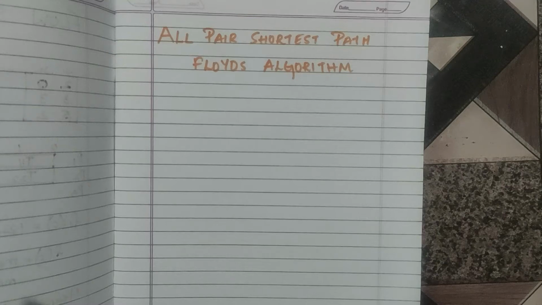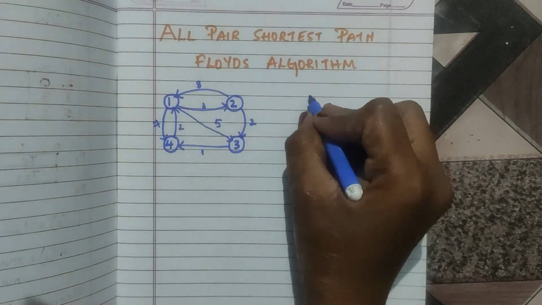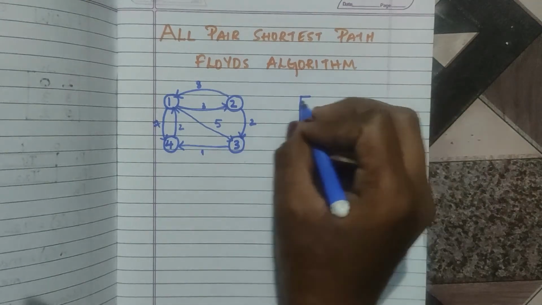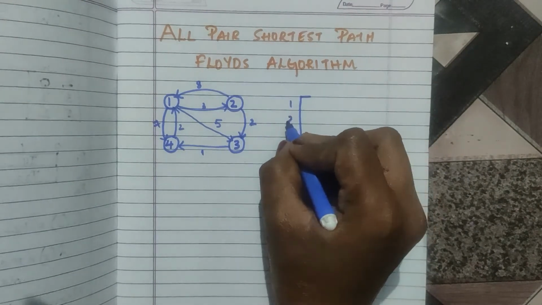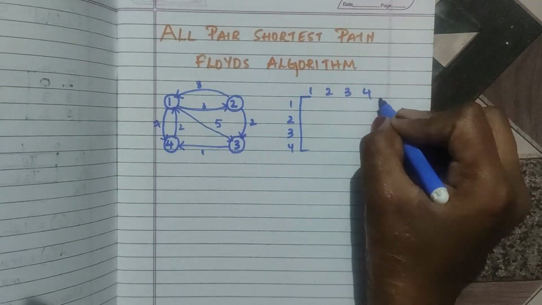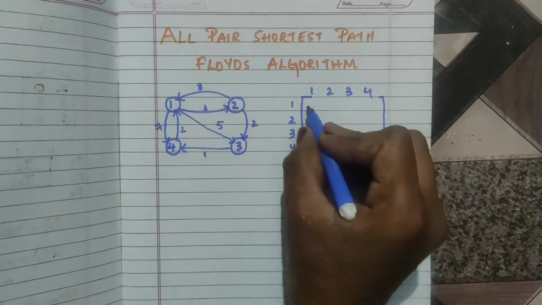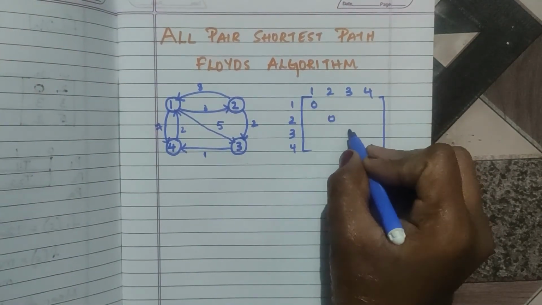Hey guys, in this video we'll be learning about all pair shortest path, Floyd's algorithm. Now we will convert this graph into a cost matrix. Now the diagonals will be filled with 0.